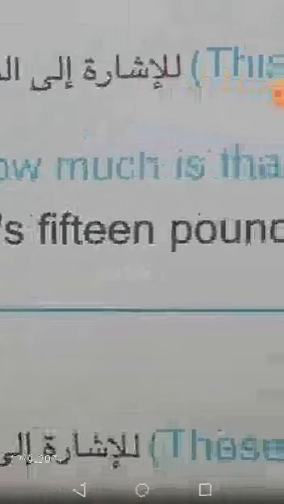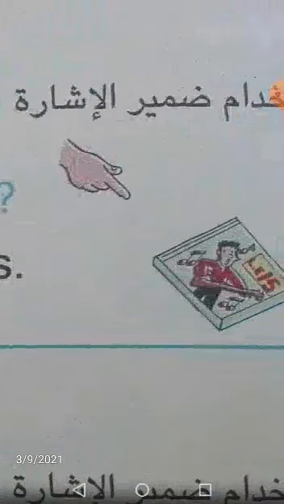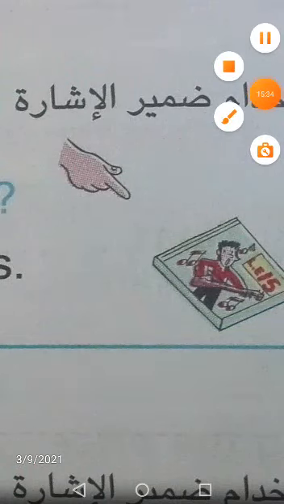How much is? What about this? This is a book, I think. It's okay. How much is? This book is near or far? Far, excellent. You can see it's far, it's not near.